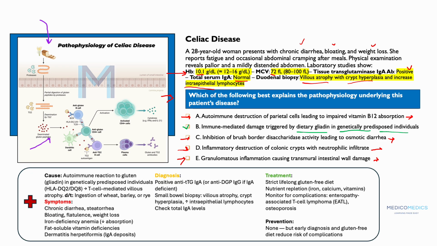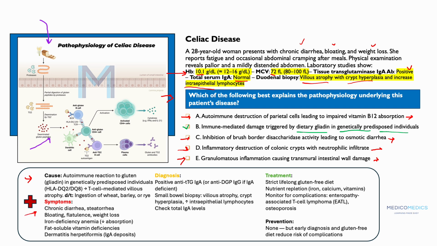So again, celiac disease is an autoimmune reaction triggered by gluten, specifically the gliadin component. And it's triggered in people who are genetically predisposed. It's strongly linked to HLA-DQ2 and DQ8 alleles. So when gluten is ingested from wheat, barley, or rye, it activates our T cells, leading to inflammation and villous atrophy in the small intestine.